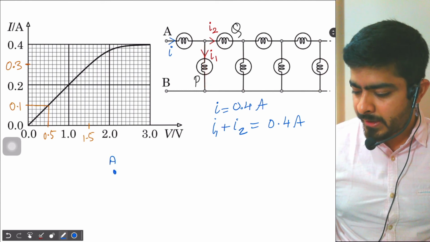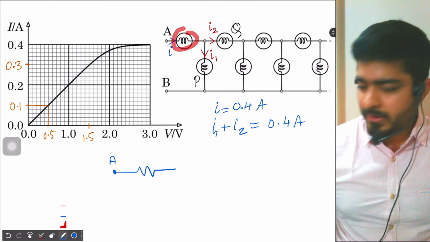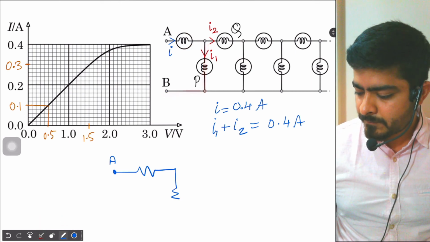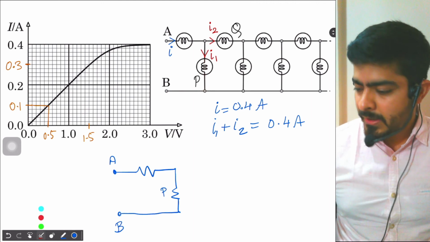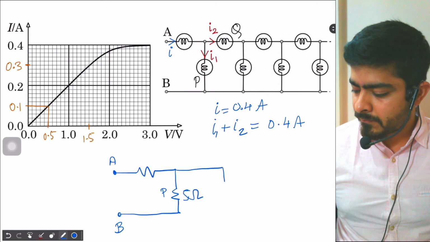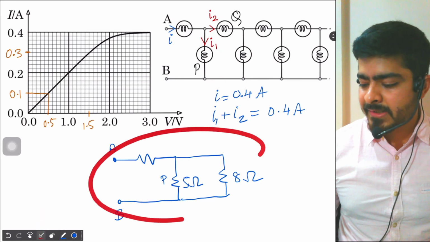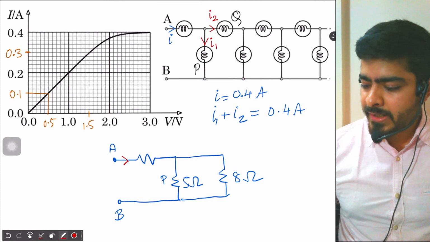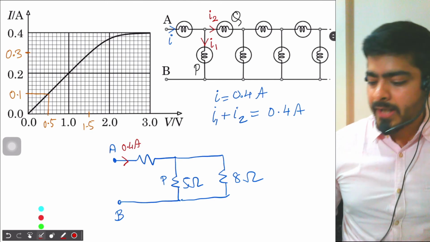We start from the point A, and here we have the first lamp. This first lamp doesn't matter. Then we have this lamp P over here, so I draw the lamp P, and this is your terminal B. This is your lamp P, and P is ohmic, that means it should be equal to 5 ohms. And for the remaining ladder we replace that with 8 ohms. So this is my net circuit now. And the current flowing through this circuit is how much? I equal to how much? 0.4 ampere.